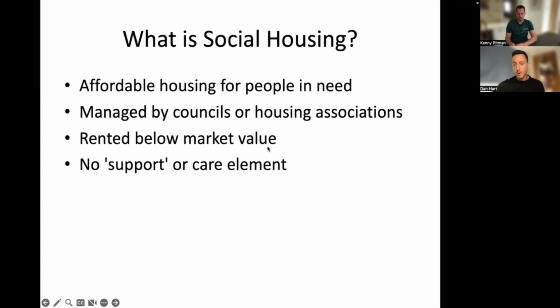There is no support element. This is where social housing differs from supported living: these are people that just need affordable housing essentially. They can move in, they may have jobs, they may just be low income, low earners, and there will be no care element in the property.